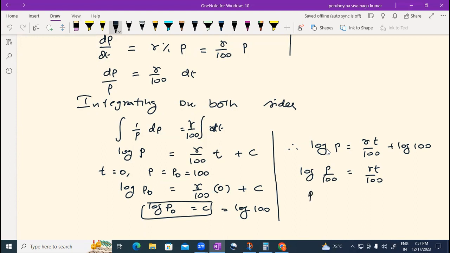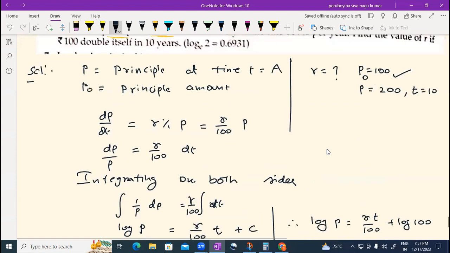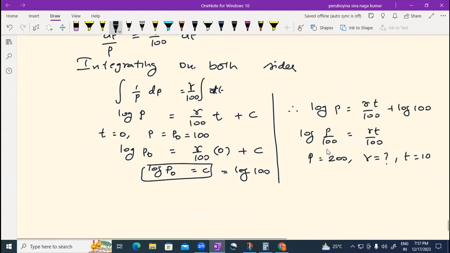And what are the applied conditions now? The P value will be 200, the rate of interest is question mark, and the T value will be 10 years of time. So that's what he's asking. Look at the values: P naught is 100, P value 200, T value 10 years of time. So we will use these conditions in the previous equation.